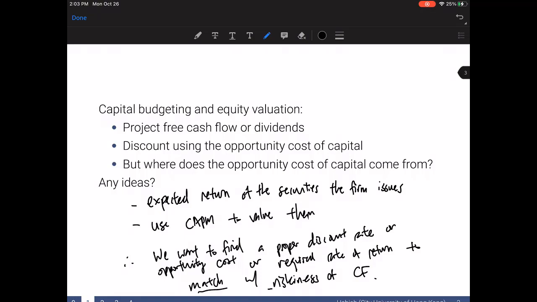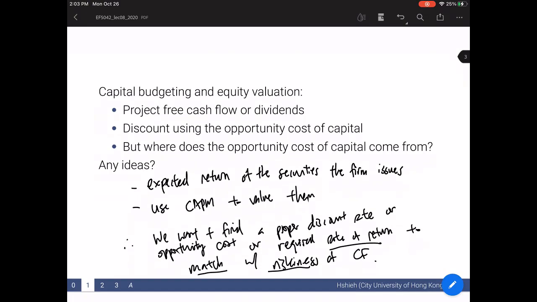We want to come up with a measure of riskiness so that it's intimately linked with its cash flow, right? The riskiness of the cash flow. So we want to match return with cash flow, and this link is going to be some measure of its riskiness. All right, so keep that in mind as we continue on with today's explanation of constructing the discount rate for the firm.